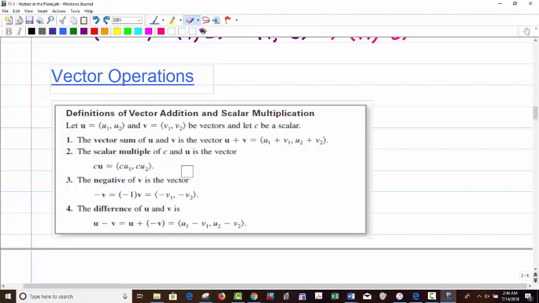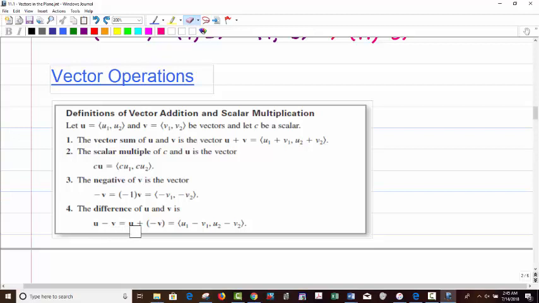A scalar multiple times a vector. If you have a number times a vector, you basically distribute it through the vector. You multiply each component of the vector by whatever that scalar multiple is. The negative of a vector, we talked a little about that before, is essentially multiplying the vector by -1. So the negative of (v1, v2) would be (-v1, -v2).